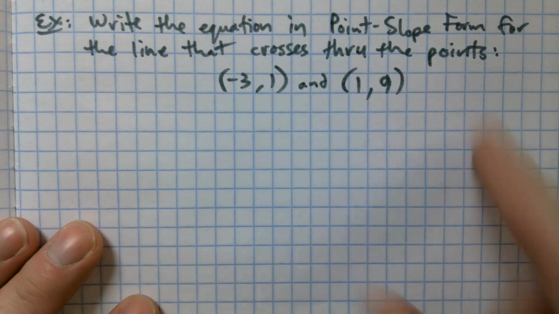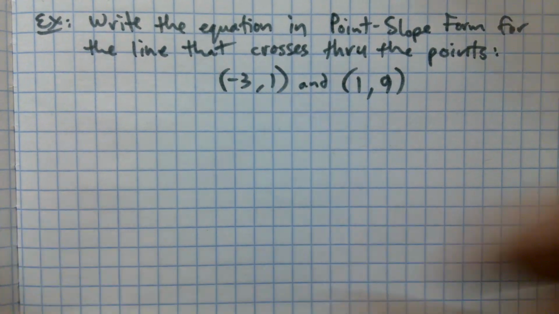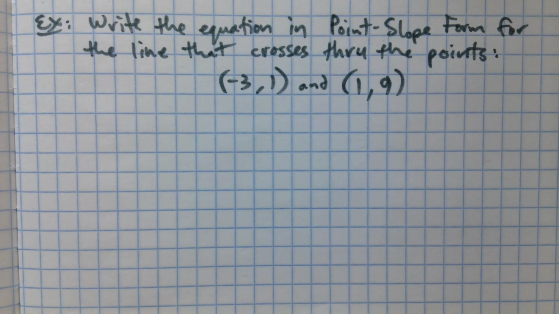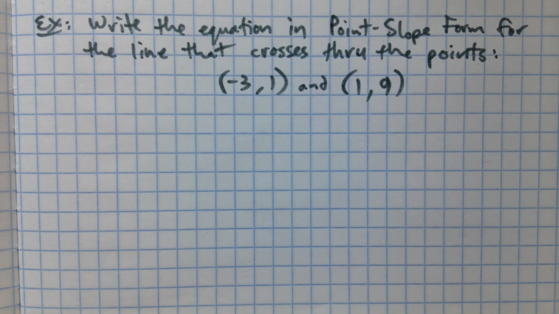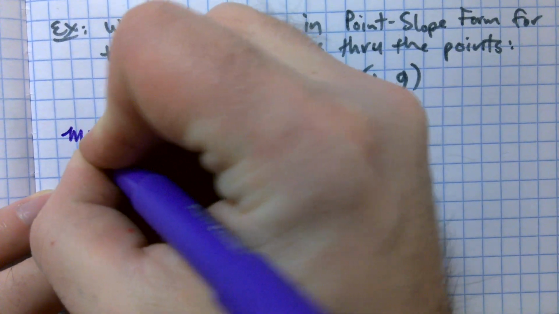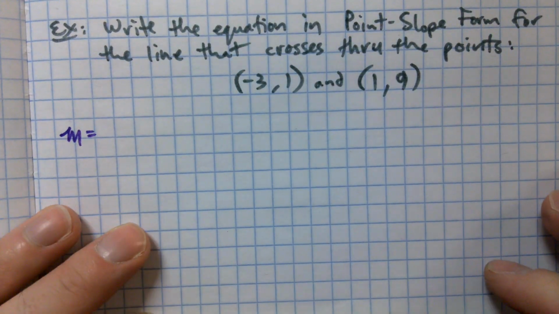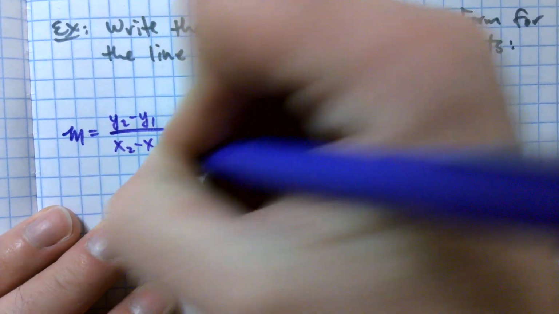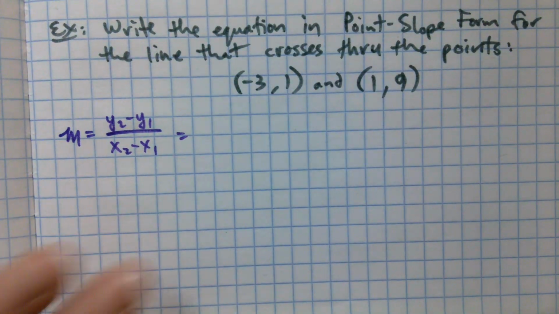Okay? So I got 2 points. Well, I know one of the points. I could use any of these points for my point, but what do I not know? The slope. I don't know the m. Do I know how to find the m? Yeah. What can I use? The slope formula. That's right. The slope formula, which says y2 minus y1 over x2 minus x1, is going to give me my m.